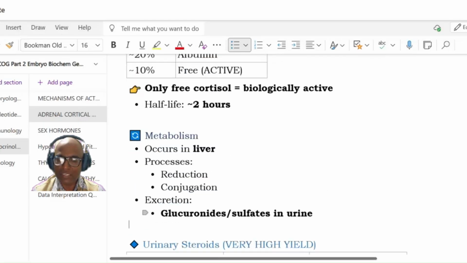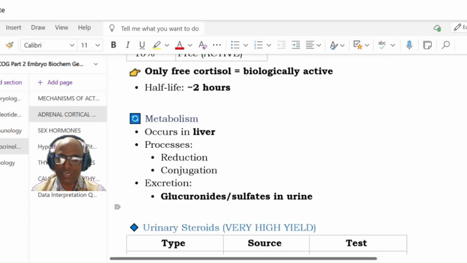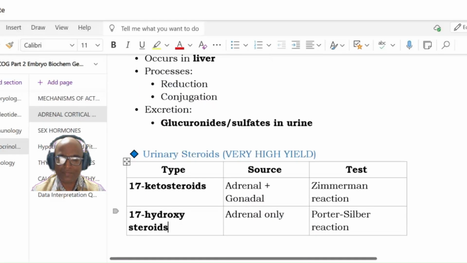These hormones are metabolized in the liver, and the processes involved are reduction and conjugation. So the final products which are excreted are the glucuronides and the sulfates. They are excreted in the urine. So these are the steroid hormones which are metabolized in the liver and excreted through the kidney in the form of glucuronides and sulfates.